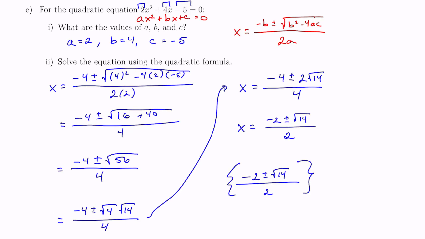It is critical that we recognize there are two solutions in this particular equation. If it helps you to see this by writing this as two separate solutions, you are free to do that as well, in which case the solution set would be the set -2 plus root 14 over 2, comma, -2 minus root 14 all over 2.